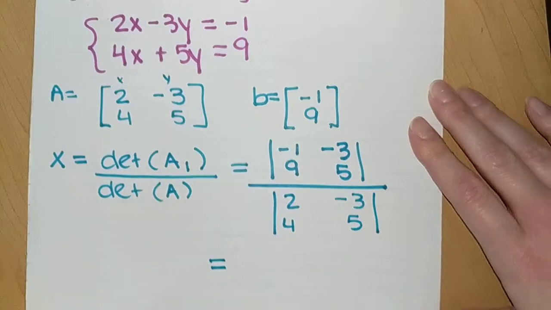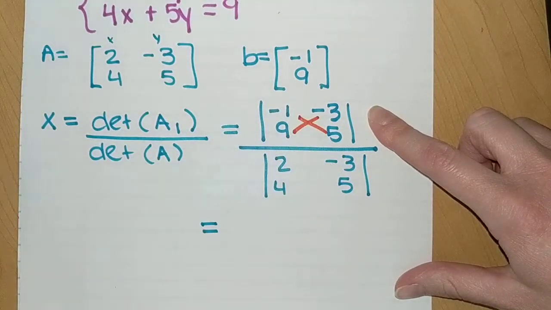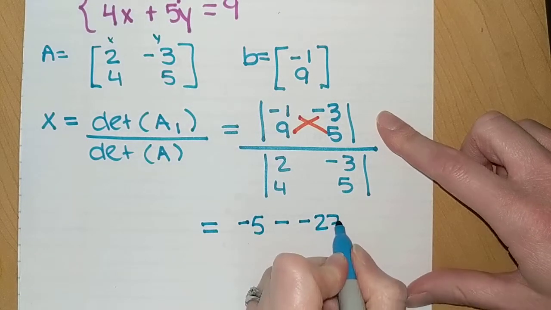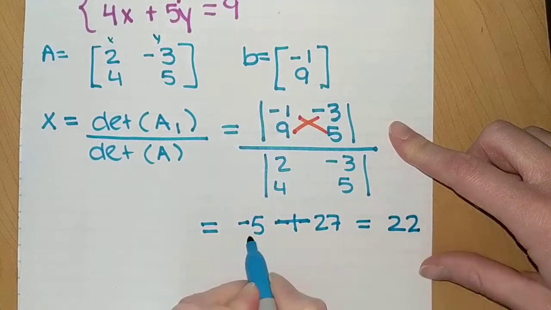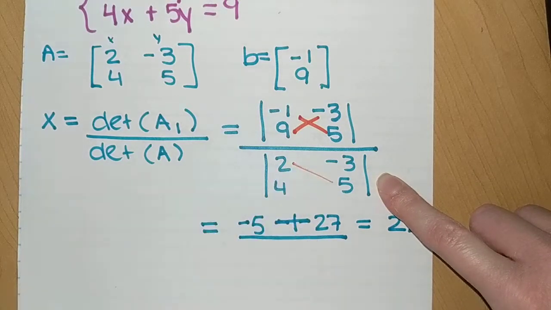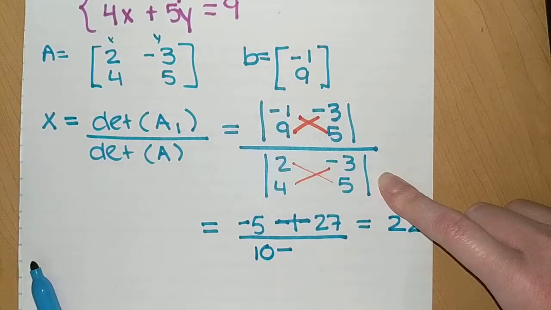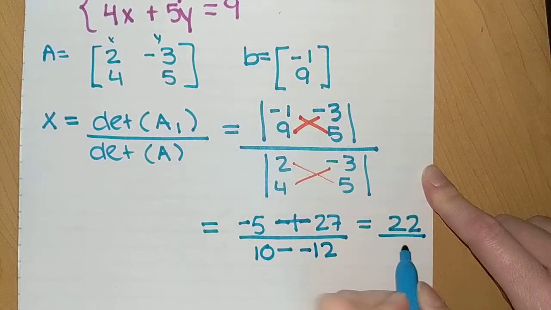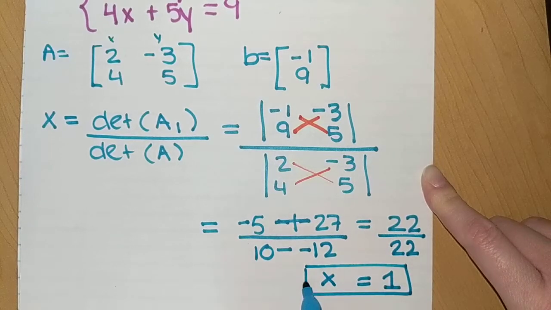Okay? So you take the determinant here: you multiply the main diagonal and subtract the off diagonal. That gives you -5 minus -27, so you just have 27 minus 5, and you get 22. And then that's over the determinant of A, which is 10 minus the off diagonal, which is -12. So that gives you 22 over 22, and that just gives you 1 as your answer for x.